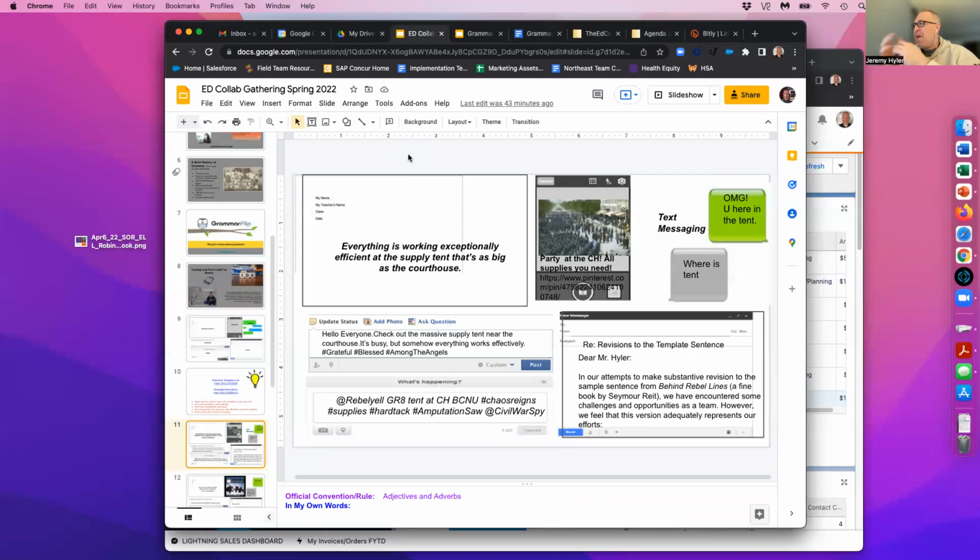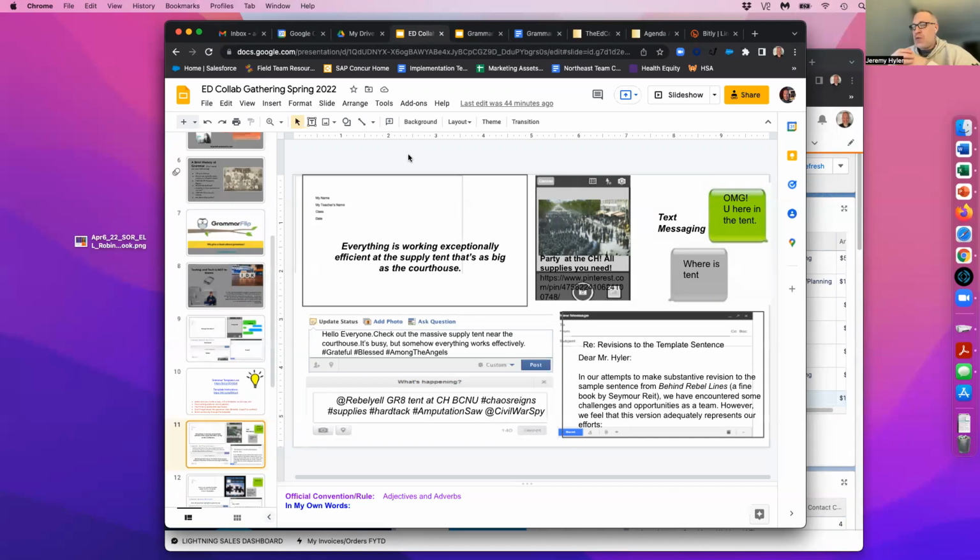responses to this, but it just says in our attempts to make substantial revisions to the sample sentence from Behind Rebel Lines, a fine book by Seymour Wright. We have encountered some challenges and opportunities as a team. However, we feel that this version adequately represents our efforts. I thought this was awesome for eighth graders to write because I just don't see eighth graders ever writing like this, but I told them the reason why I really like this as an example is because this is formal writing, and this really can distinguish the difference between formal and informal.